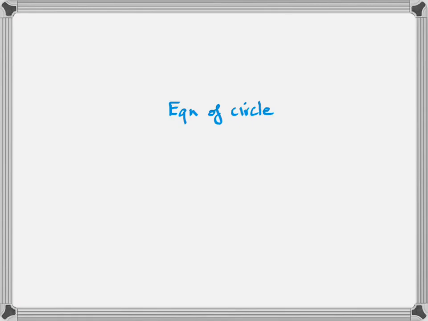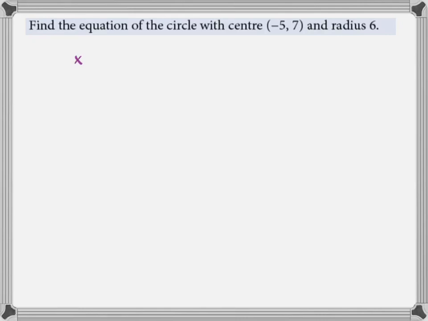Now, let's look at a simple question. If the examiner asks you to find the equation of a circle with center minus 5, 7 and radius 6, there is nothing much to calculate. All you have to do is to place values in the right position. So the x coordinate of the center is minus 5, the y coordinate is 7, the radius is 6. x minus h whole square plus y minus k whole square is equal to r square.